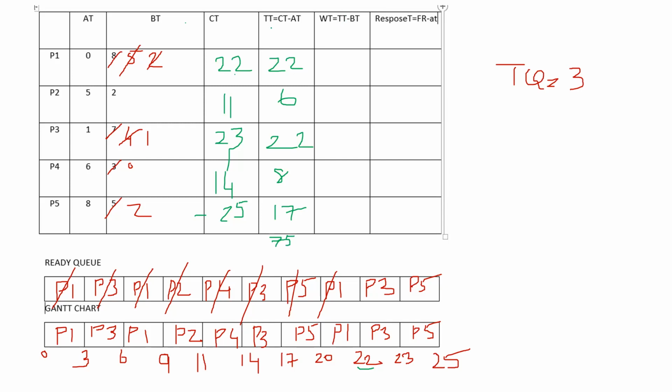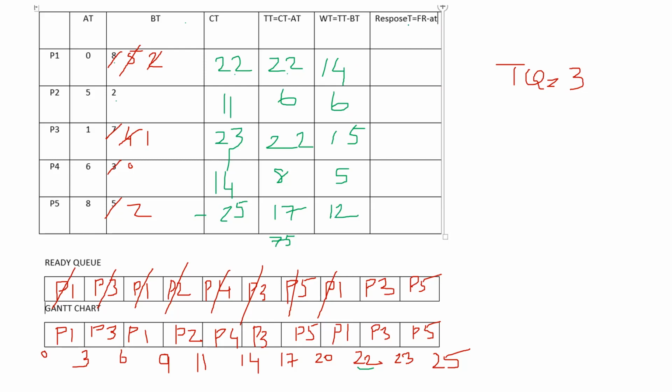Next we are seeing waiting time. The waiting time formula is turnaround time minus burst time. For the burst time, don't look at the last one and all; take what is given in the question. So here 22 minus 8 is 14. Correct. Now 6 minus 2 is 4. Then 22 minus 7 is 15. Now 8 minus 3 is 5. And 17 minus 5 is 12. It's very easy, but only if you write the turnaround time correctly.